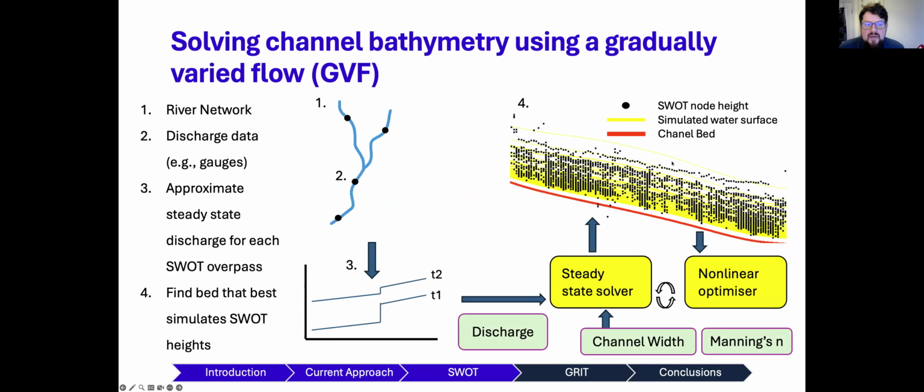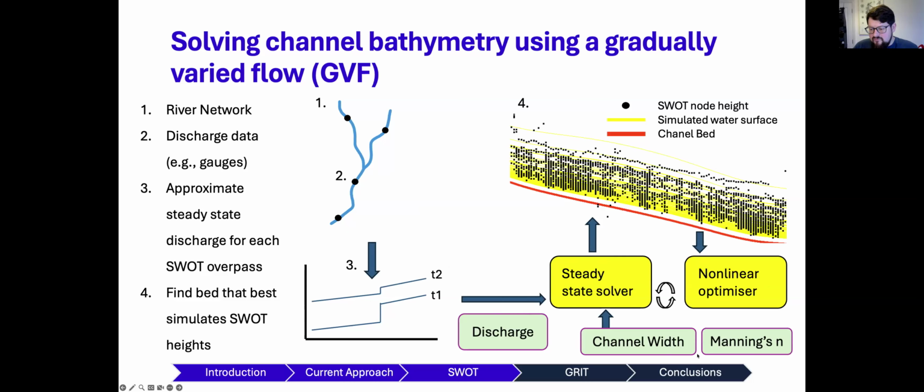So in terms of our application, we take a river network. Typically we use SWORD, but we also use GRIT, which I'll come on to a bit later. And then we map discharge data, whether from observations or a model, to that river network, and put that discharge into our steady state solver with the SWOT data. Effectively the optimizer optimizes the gradually varied flow equation so that we get the bed that best fits all of the individual SWOT overpasses.